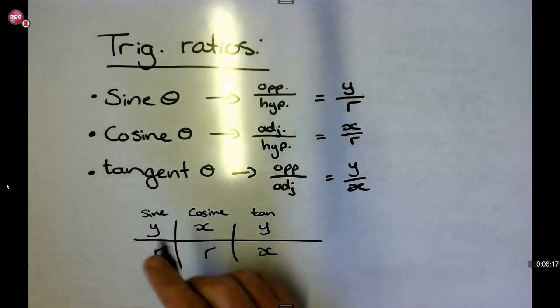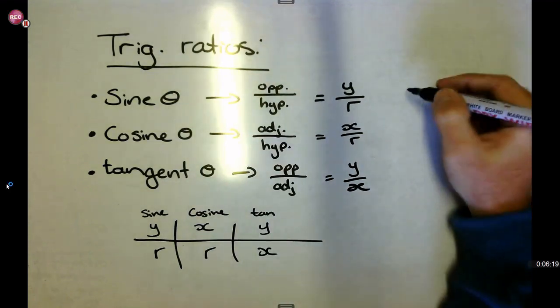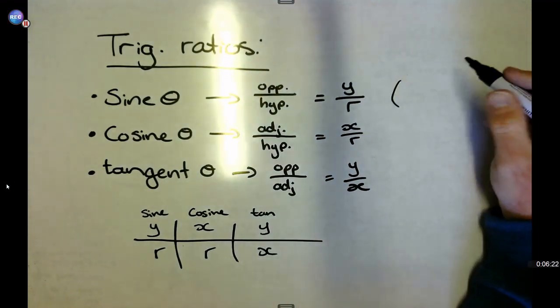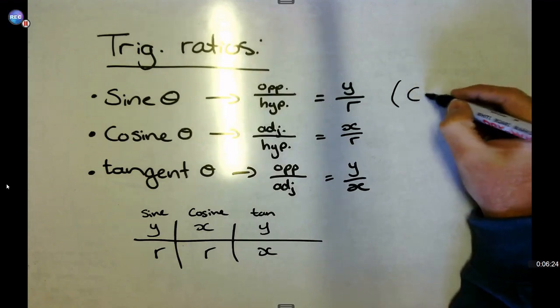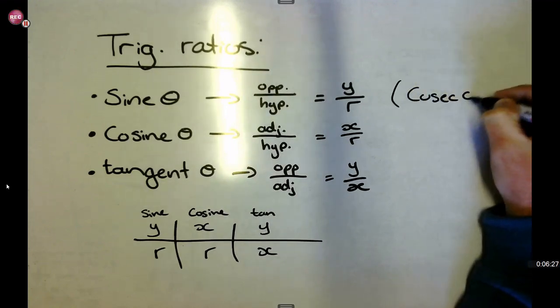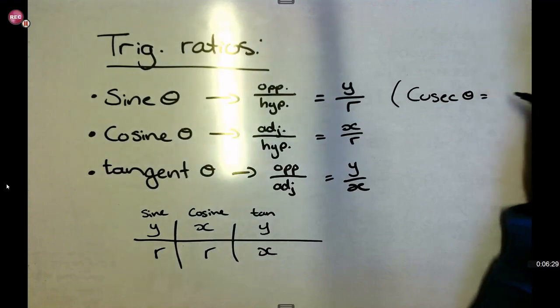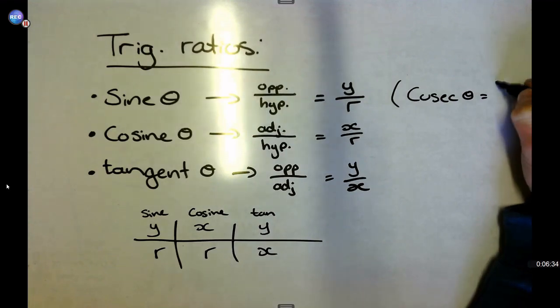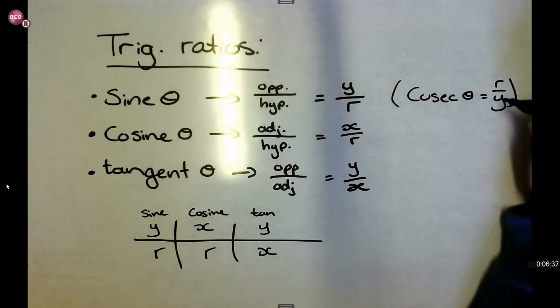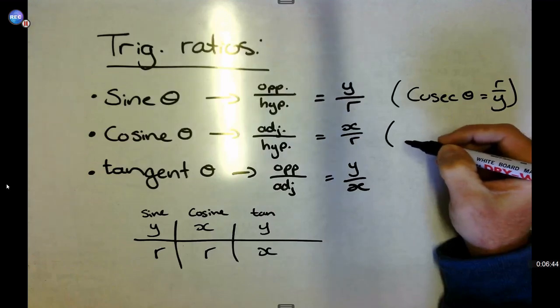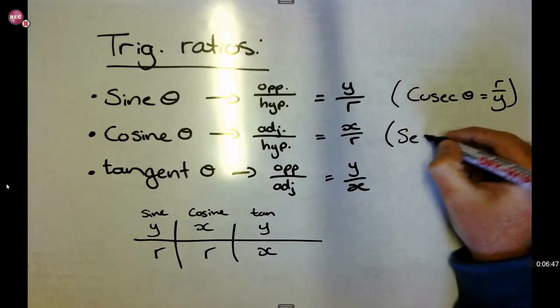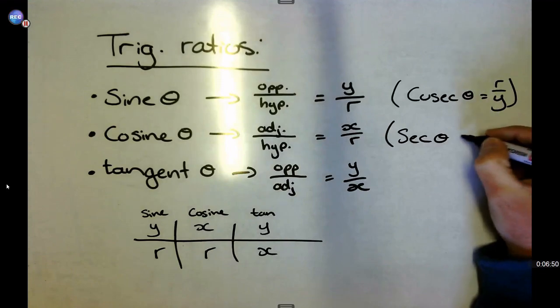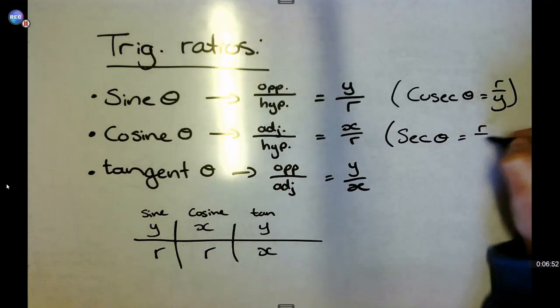Okay, so the reciprocal of sine, I'm going to put it in a bracket here. The reciprocal of sine is cosec theta. And cosec theta would be the turned over version of y over r. So it would be r over y, which means it would be hypotenuse over the opposite side. Okay. Then for cosine, it would be sec theta, which is obviously then equal to r over x.